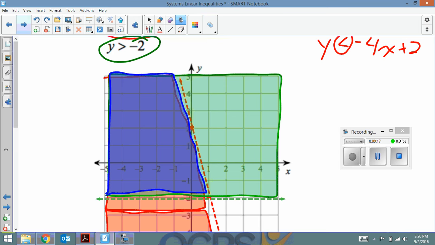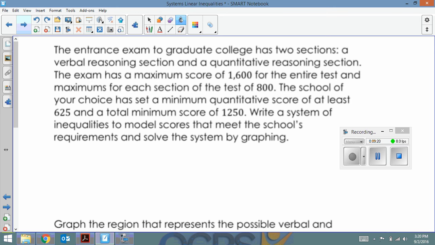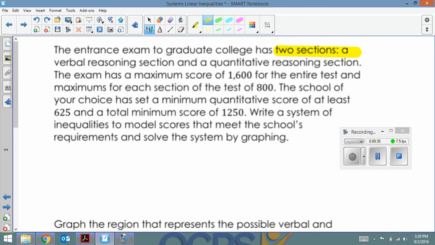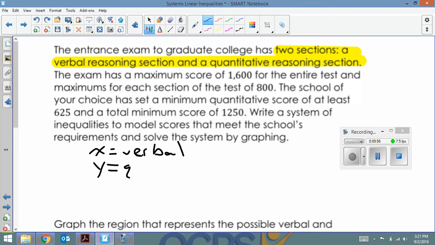All right, so we got some word problems here. When we're dealing with word problems, we have to read very carefully. It says the entrance exam to graduate college has 2 sections, a verbal reasoning and a quantitative reasoning. Okay, so we're going to highlight that. Those will probably be our variables, so we're going to go ahead and set those variables. We know that x is going to be verbal, and y is going to be quantitative.